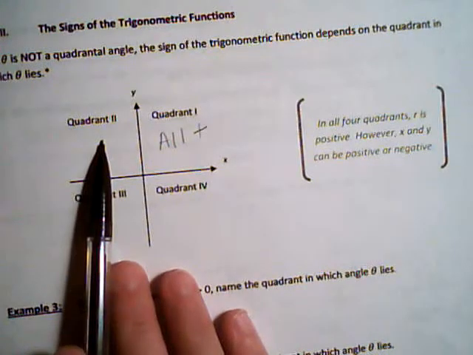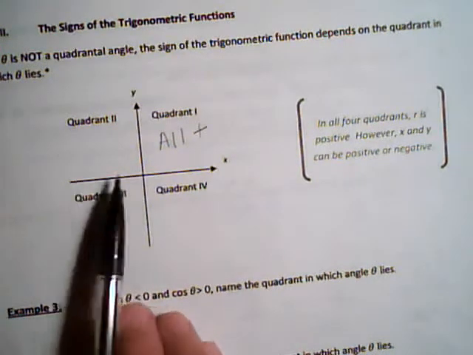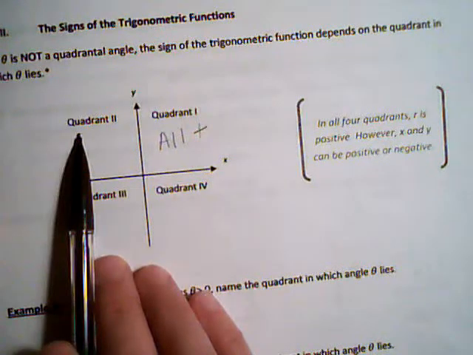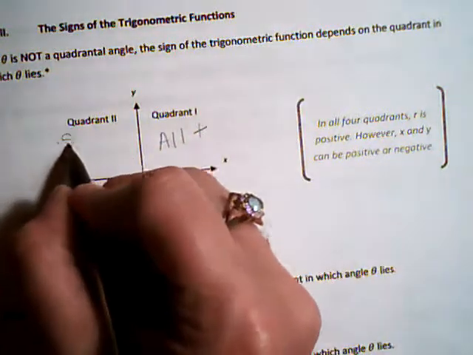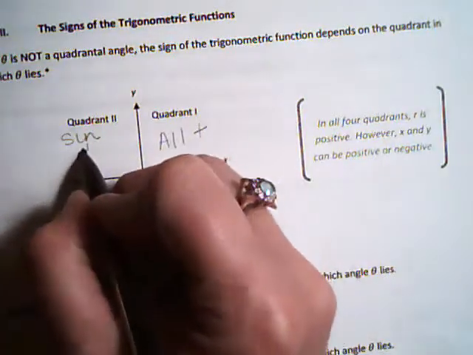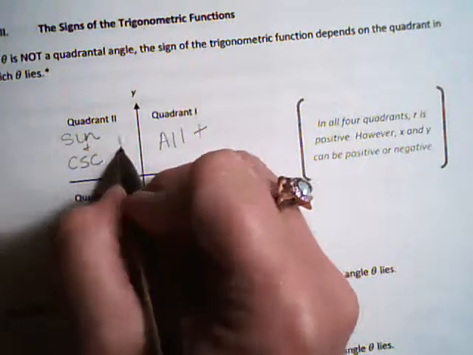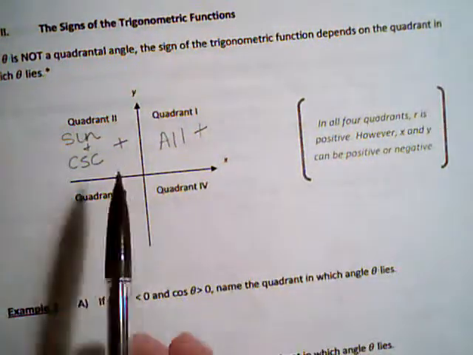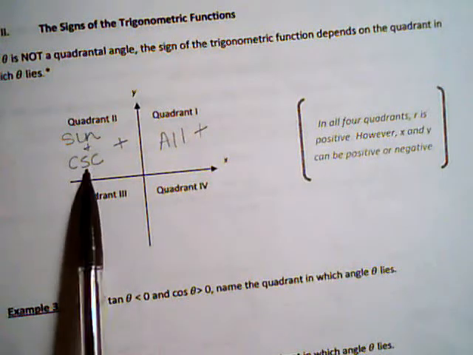In the second quadrant, x is negative. So if x is negative, r and y are both positive. Y is associated with sine, so sine and its reciprocal, cosecant, are positive, but all others are negative.